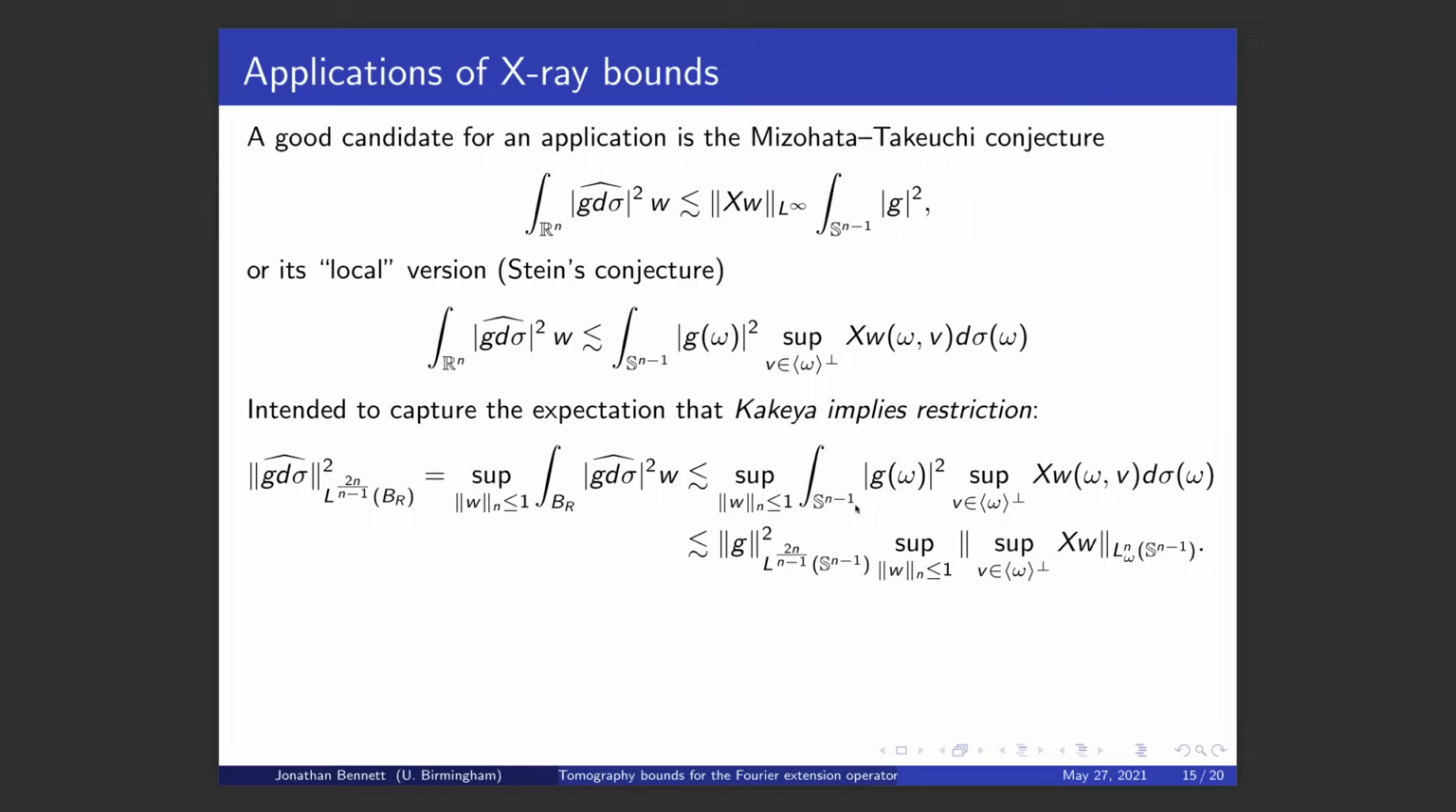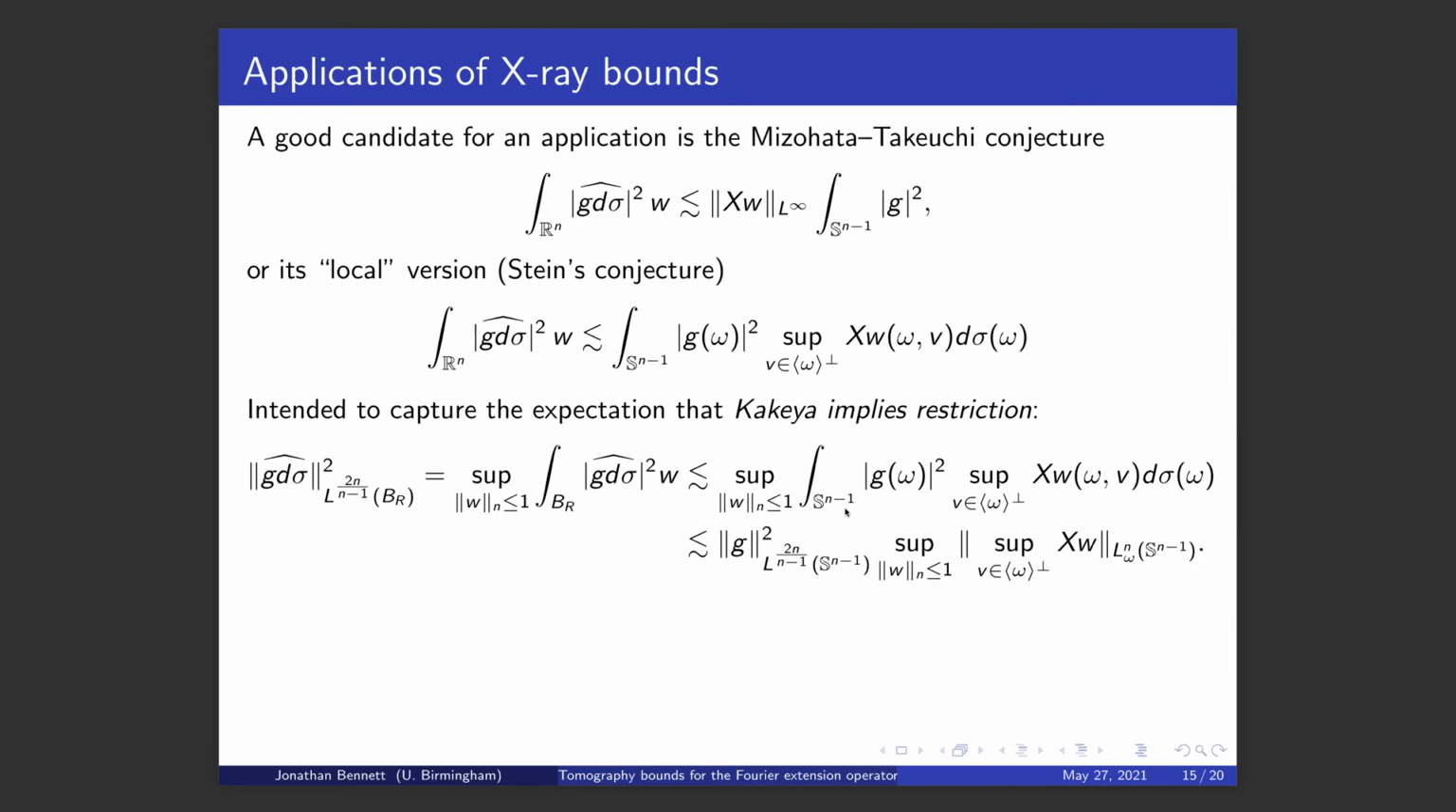And it's striking because the left-hand side involves an oscillatory integral and the right-hand side really doesn't. The right-hand side only involves some positive geometrically defined expressions. And so it has a flavor of Kakeya implies restriction in itself, in that Kakeya is something positive and combinatorial and restriction is something oscillatory.